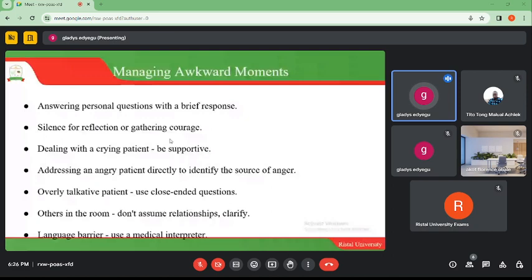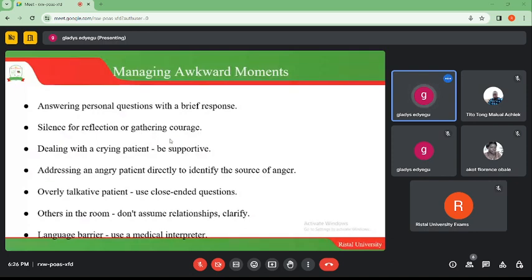Then overly talkative patients may waste your time for seeing other patients, or may mislead you. So you have to use close-ended questions if you realize those kinds of patients, and so forth.